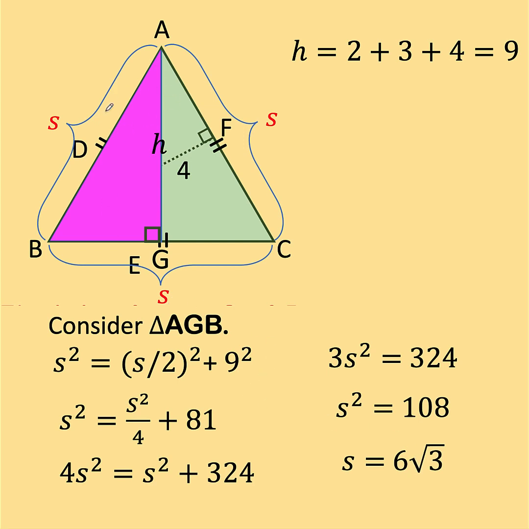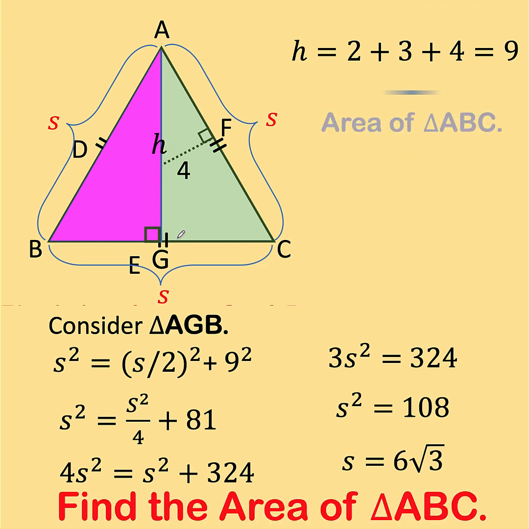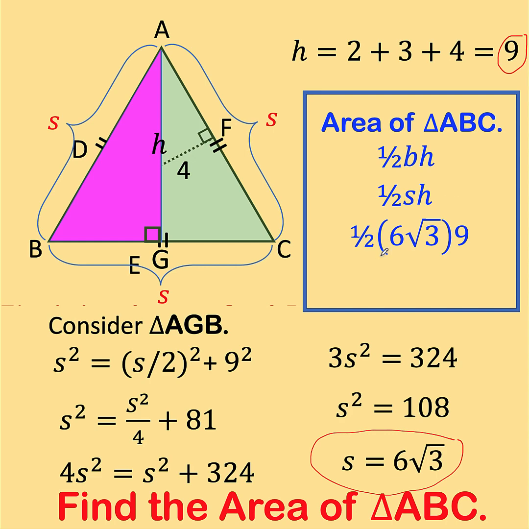And our objective in this problem is to find the area of triangle ABC. Area is equal to 1/2 times the base times the height. We now know that the base is 6 square root of 3 and the height is 9. Substituting those values, we have 1/2 times 6 square root of 3 times 9. 1/2 of 6 is 3, times 9 is 27, and copy the square root of 3. The area of triangle ABC is 27 square root of 3 square units, and this problem is now solved.